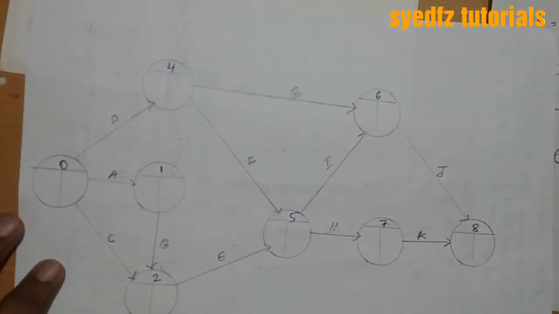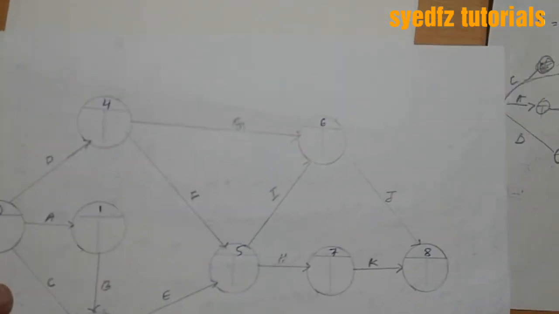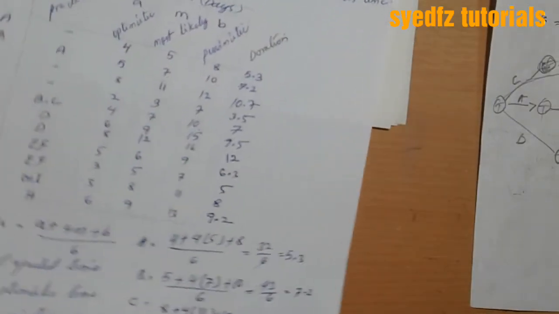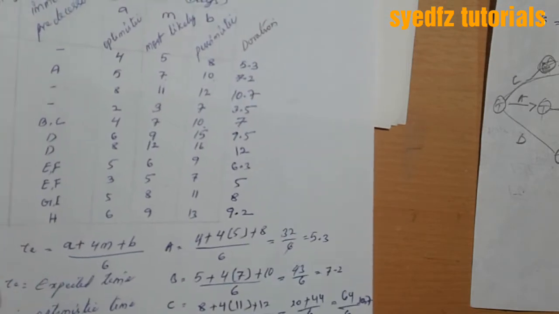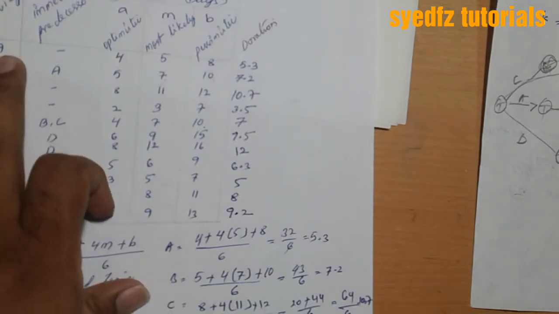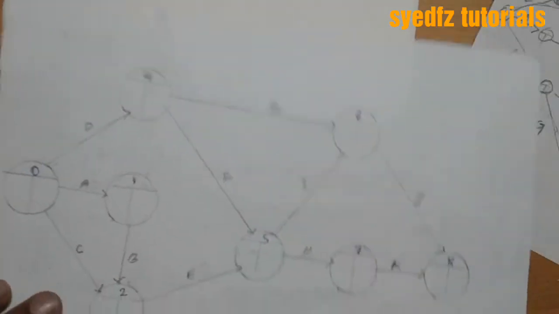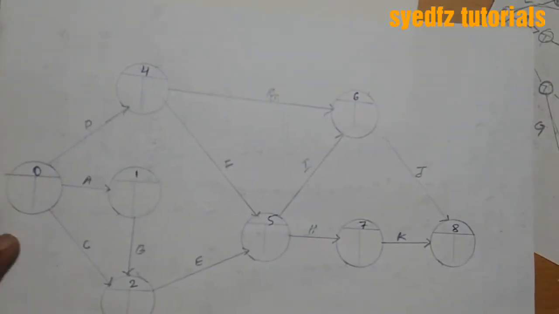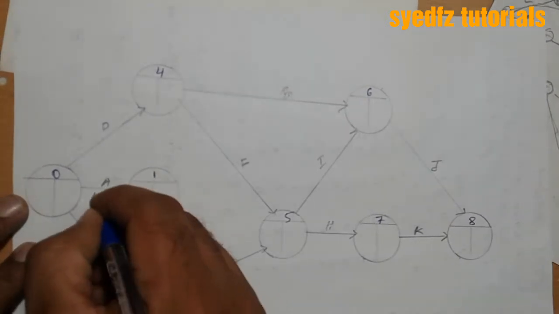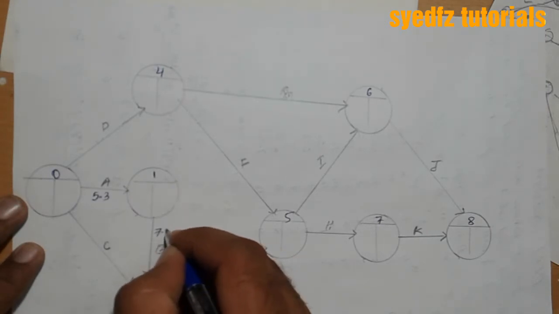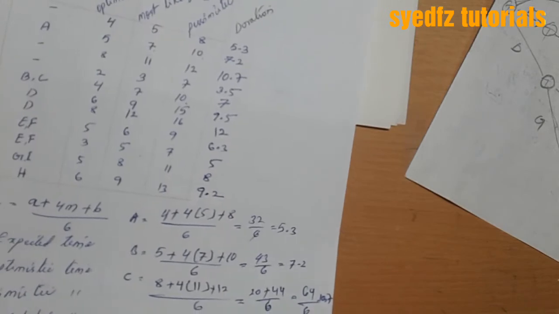Now write the durations. What duration do we have? The durations are given; you can take a snapshot for the purpose of solving the question. Okay, A is 5.3, B is 7.2, C is 10.7, D is 3.5.